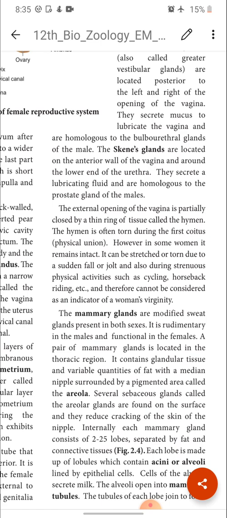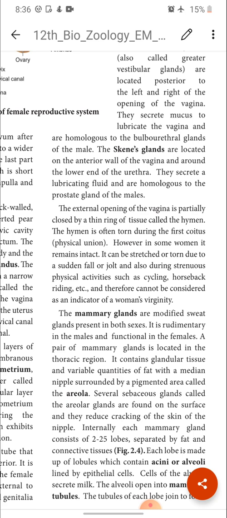And the mammary gland, a modified sweat gland, is present in both sexes. It is rudimentary in the male and functional in the female. A pair of mammary glands is located in the thoracic region. It contains glandular tissue and variable quantities of fat, with a median nipple surrounded by a pigmented area called the areola. Several sebaceous glands called areolar glands are found on the surface, and they reduce cracking of the skin of the nipples. So internally, each mammary gland consists of how many lobes?